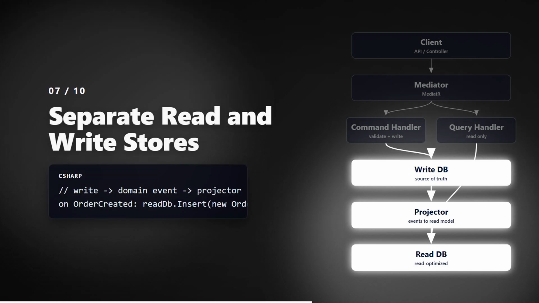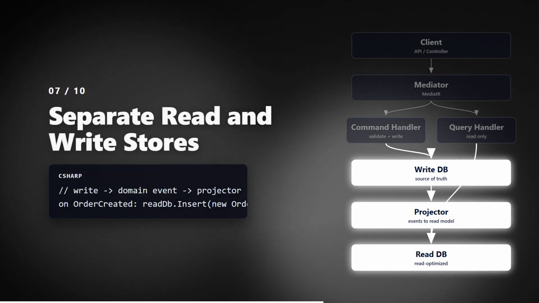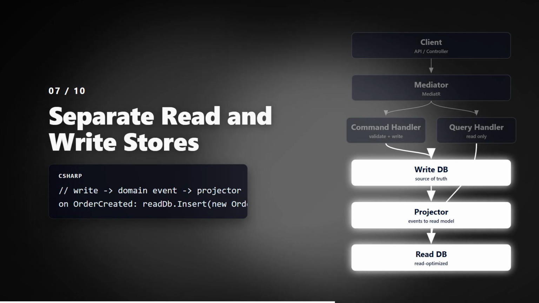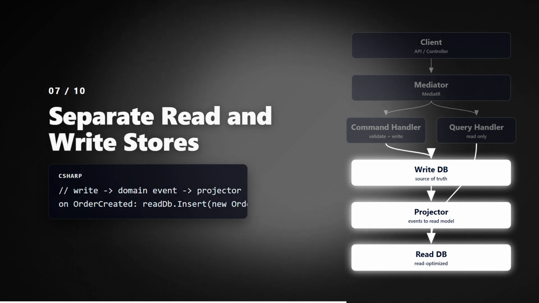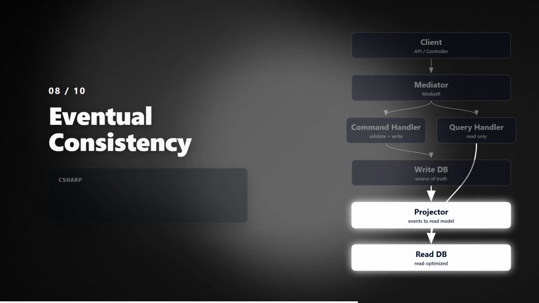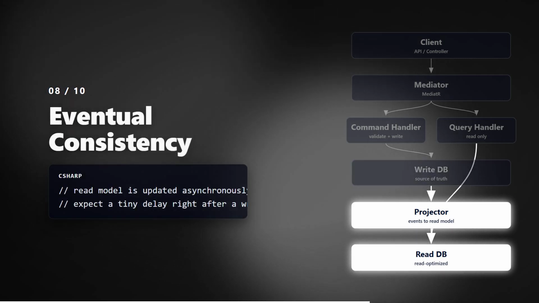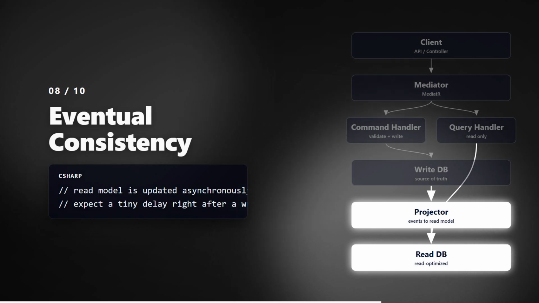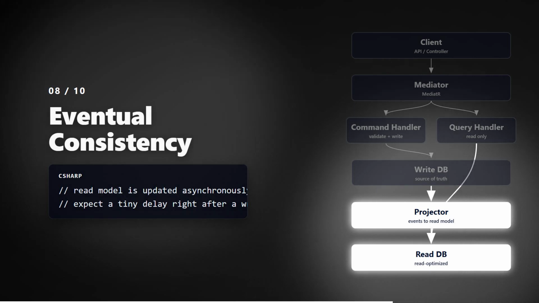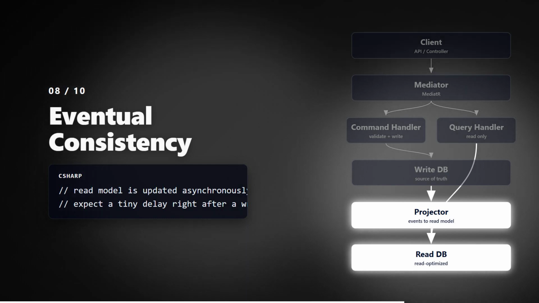At scale you can use two databases. Writes go to the source of truth, then a projection updates a separate read store tuned for fast queries. The read store can lag the write store by a few milliseconds. Design the experience to tolerate that small delay, and CQRS scales beautifully.